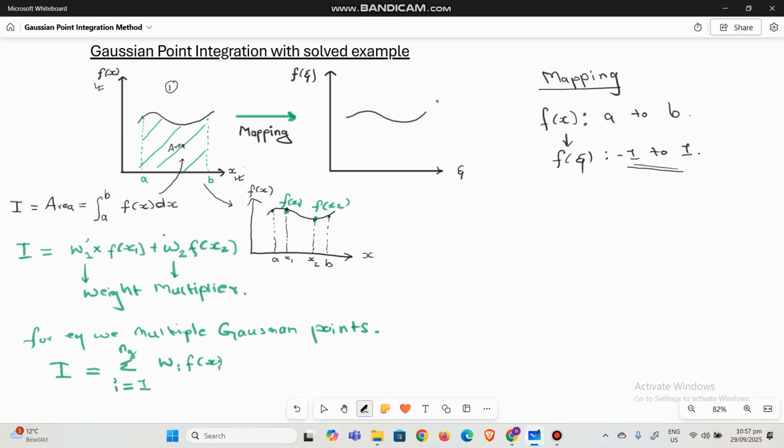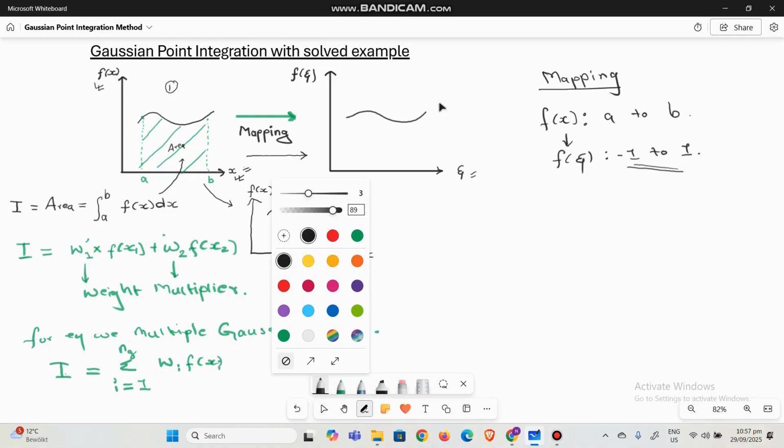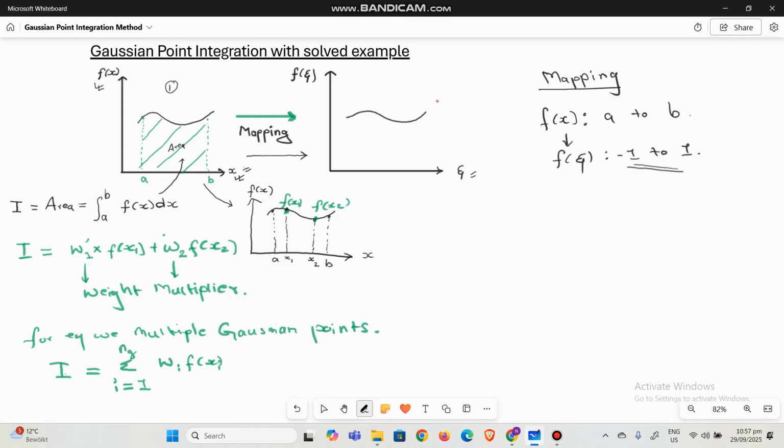So here I have tried to show that this function f(x), now we are going to change to a function of xi, and this range of x we are going to change to xi, which will be ranging from -1 to +1. So now whatever we had before, a to b would be converted into -1.